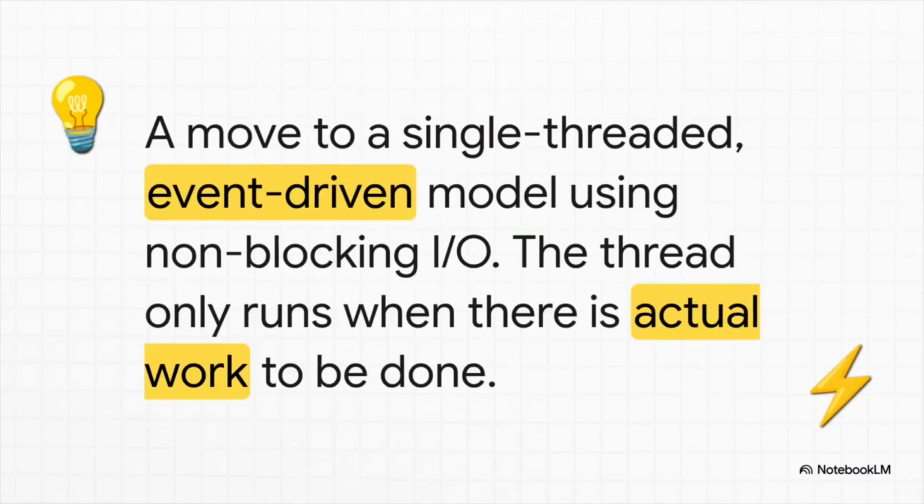So, clearly, a totally different approach was needed. The entire industry had to make a huge paradigm shift, moving to what's called an event-driven model. Instead of dedicating a thread to wait for each connection, this new model basically asks the OS one simple question over and over. Hey, has anything interesting happened on any of my thousands of connections yet? The system only wakes up and spends CPU cycles when there's actually work to be done. And this is the model that Rust had to embrace.